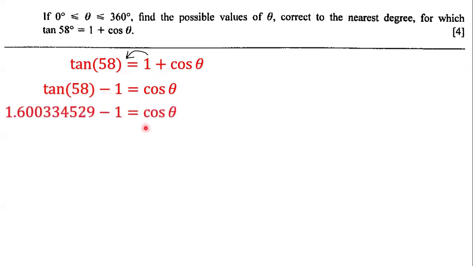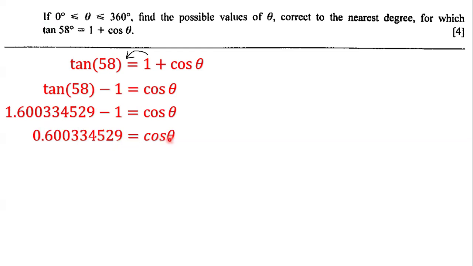Next, what do we do? Well, we say, what is tan of 58? We put this in our calculator, and tan of 58 degrees is equal to 1.600334529. And we have to subtract 1. And so when we perform the subtraction, 1.600334529 minus 1 is equal to 0.600334529. And this decimal is equal to cosine theta.